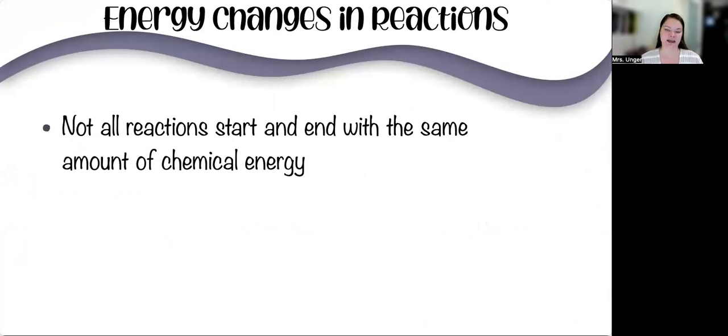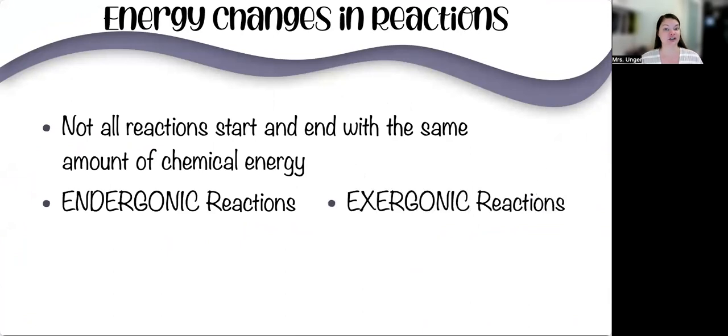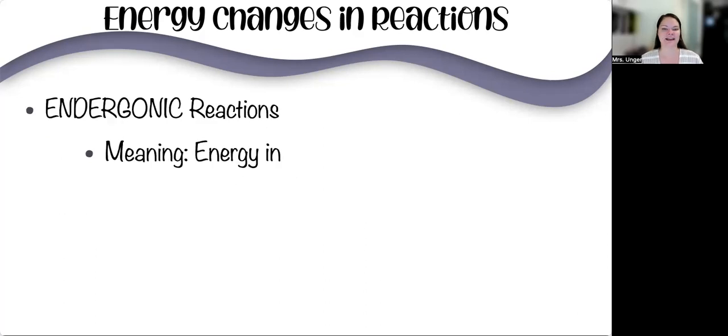Okay, so energy changes in reactions are not always going to start and end the same way. In fact, most chemical reactions have either more energy at the beginning or more energy at the end. So we have two types of reactions that we'll talk about. First, endergonic and then exergonic reactions. Endergonic and exergonic, they are opposites. In the case of endergonic, what that means is that energy is going in.